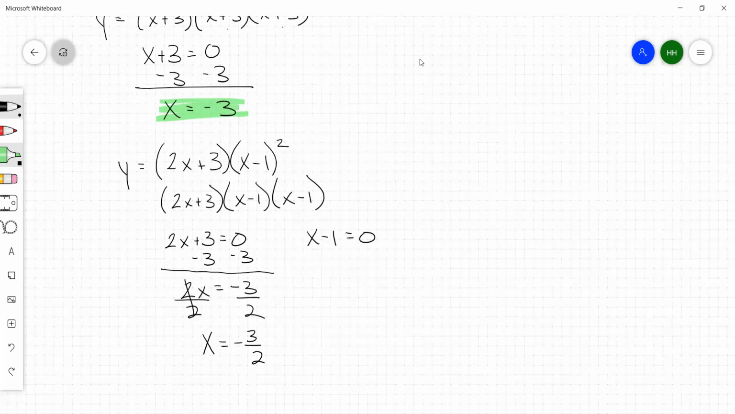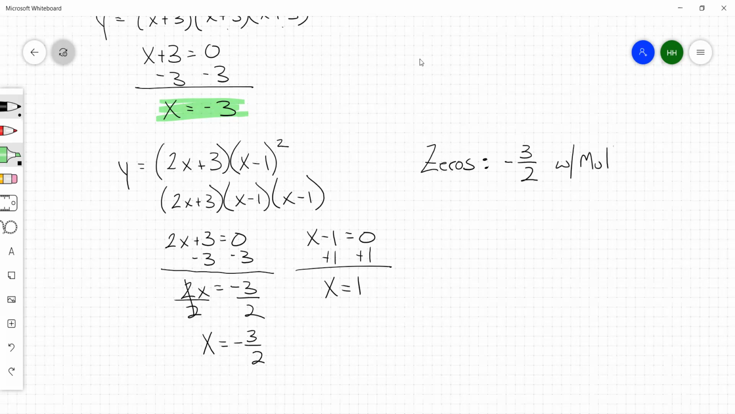And then in this second and third factor, they're both the same, so we add 1. X is equal to 1. So your zeros are negative 3 over 2 with multiplicity of 1, and positive 1 with multiplicity of 2. Just means that it shows up twice as a 0. All right.